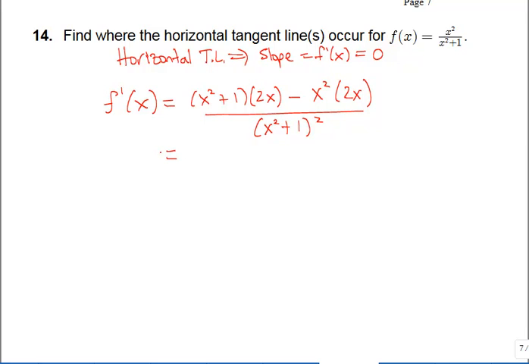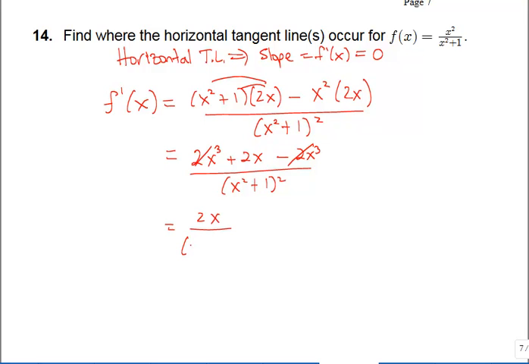We're going to eventually set it to 0. So let me distribute my 2x across. I'll get a 2x cubed plus a 2x. And then I'll get a minus 2x cubed from this right piece. So it looks like my 2x cubes are going to cancel out. And so this derivative is 2x over x squared plus 1 quantity squared.